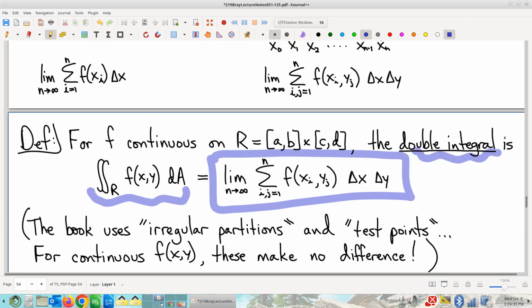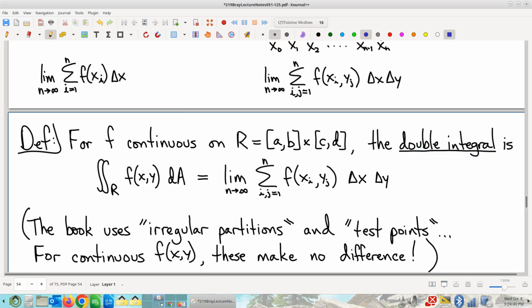Because there's a lot to write down here, and it gets a little clunky sometimes, and we don't want to write that down all the time. All right? So Riemann sums are what we're interested in. Okay. Is everybody on board?